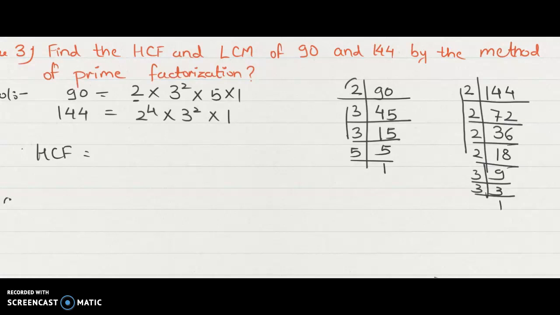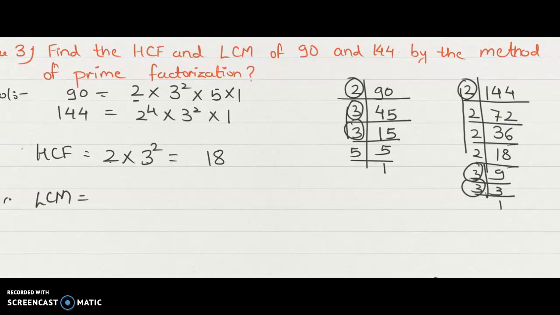Here we can see 2 and 2 is common, so I will write 2 and multiply. Here 3 square and 3 square is common, so here I am going to write 3 square. 3 3s are 9, 9 2s are 18. So the highest common factor is 18.